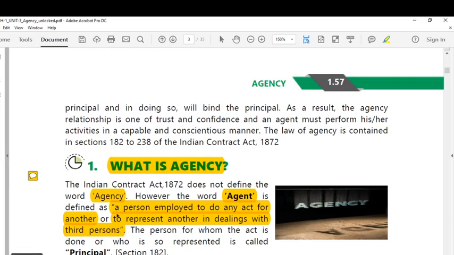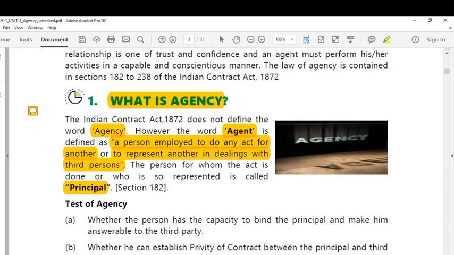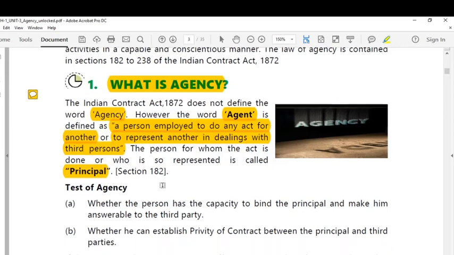So the agent definition is given. The agent definition you have to remember. The person for whom the act is done or who is so represented is called the principal, right? So the person for whom the act is done is the principal. So the agent and principal, both the terms are defined. However, the term agency was not defined in the Contract Act 1872.